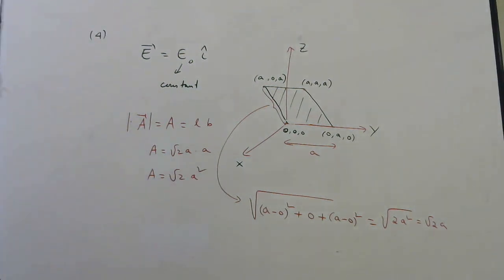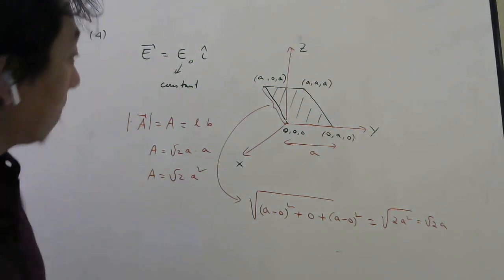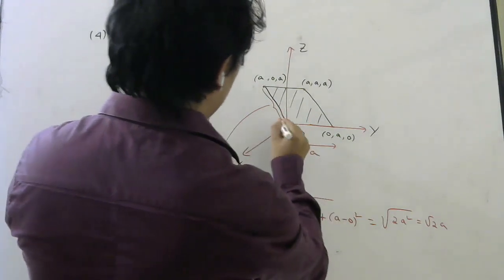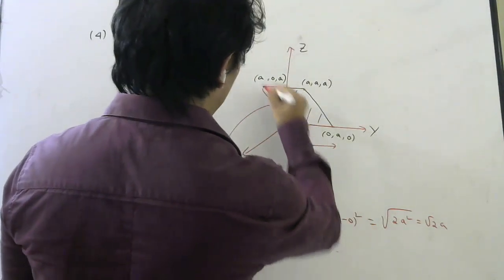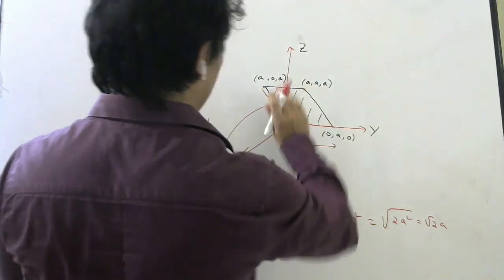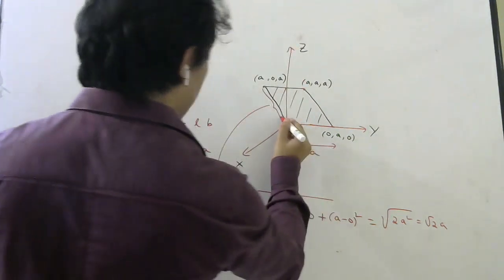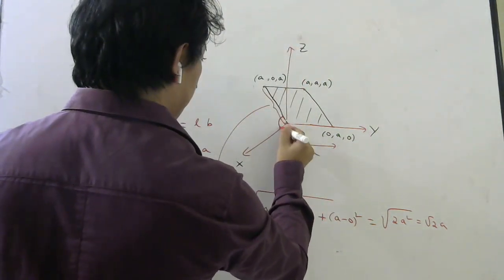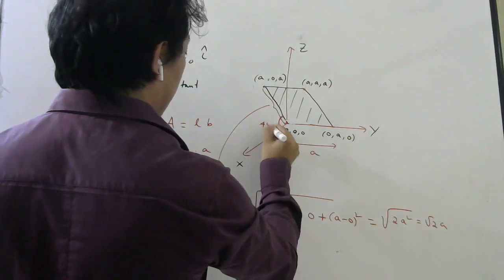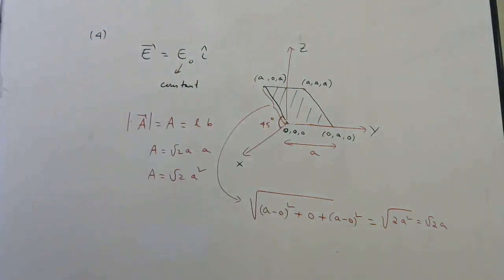Now once we know the area, you can see this angle, the angle this plane makes with this axis. So this angle will be how much? 45 degree. Why will it be 45 degree? Think carefully.